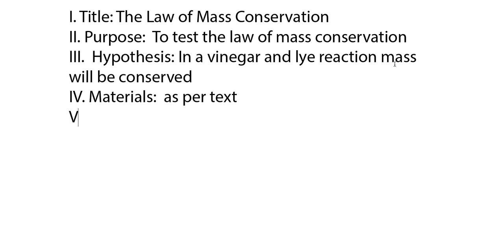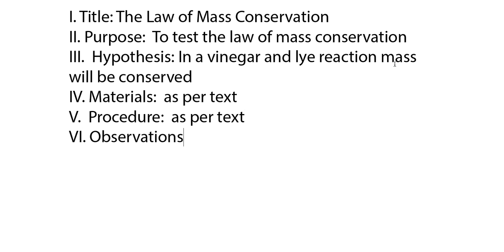Procedure, Roman numeral 5. Procedure is similar to materials. It's a very extensive and in-depth list of exactly how you carried out the lab so that it can be carried out in the exact same way, thus reducing the chance of introducing other experimental variables that could cause the lab to work differently. Again, we're not going to spend all our time writing it out. It's in our textbook, so we're going to do as per text. And that's followed by Roman numeral 6, observations.